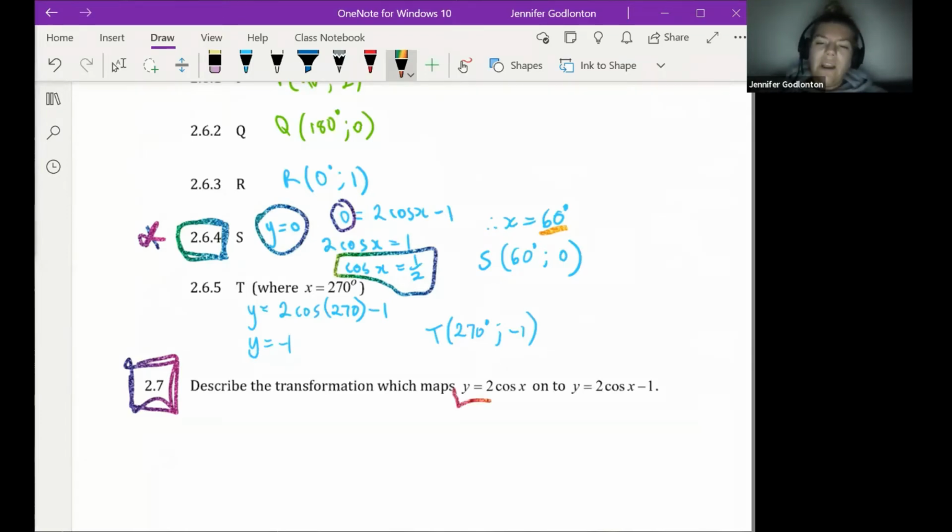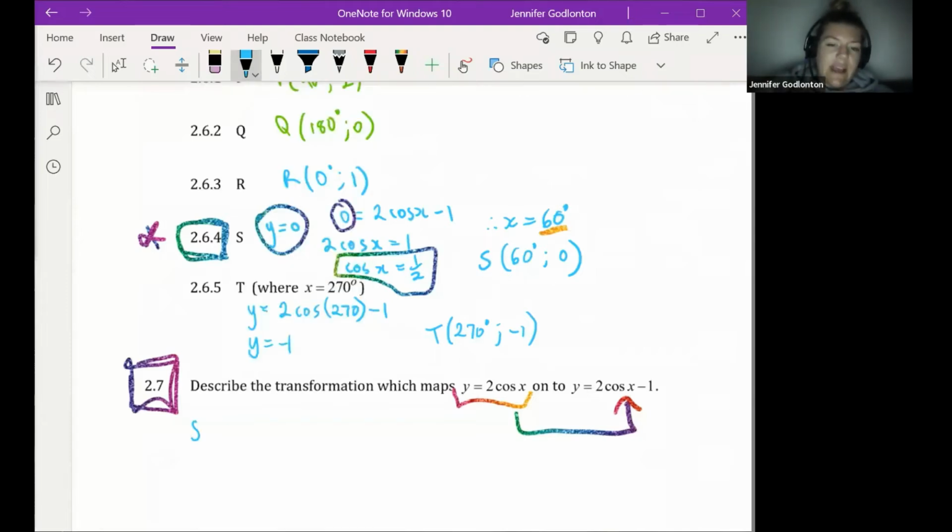So it's saying, what have you done to y equals 2 cos x to get y equals 2 cos x minus 1? What have you done to the graph? That's all this question is asking. It's using a lot of fancy words to ask something really simple. Exactly, Lonela. All I have done is shift down, but we have to be super specific. How much have I shifted down? Yes, I've shifted the graph 1 unit down. It's literally all I have to write.